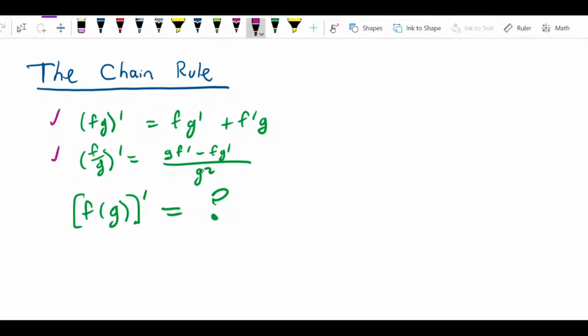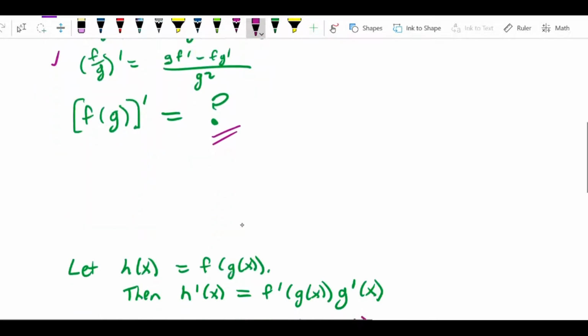The thing that we're missing is what about composite functions? In other words, what about we put one function inside another. So suppose that our function is f of g. What is the derivative of that? And that's the thing that we don't know. That's why I put a question mark there. So this is the question that the chain rule is intended to answer.